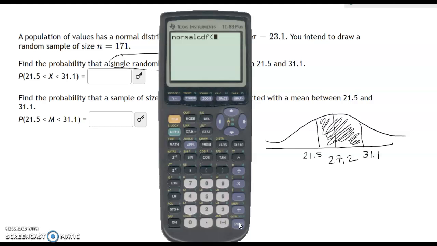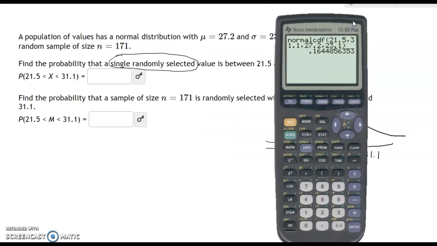And I'm running from lower bound 21.5 to upper bound 31.1, with our mean, we have to enter, is 27.2. And our standard deviation in this example is 23.1. So that's all the information we need, and that area is 0.16448.